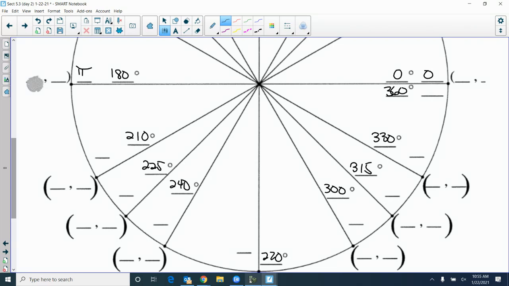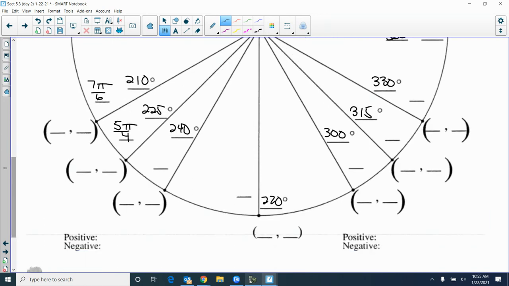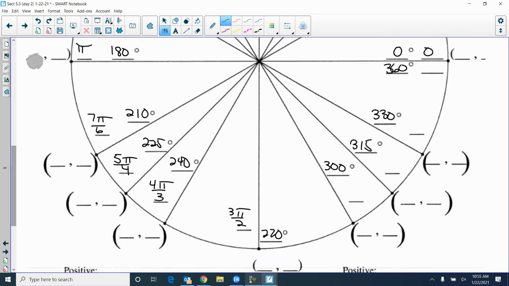210 is 7 times 30, which is 7 pi over 6. 225 is 5 times 45, so it's 5 pi over 4. 240 is 4 times 60, which is 4 pi over 3. 270 is 3 pi over 2. 300 is 5 times 60, which is 5 pi over 3. 7 times 45, 7 pi over 4. And then 330 is 11 pi over 6. And 360 is 2 pi.